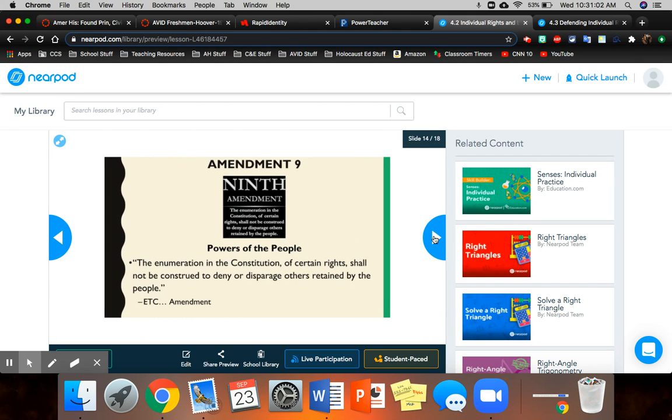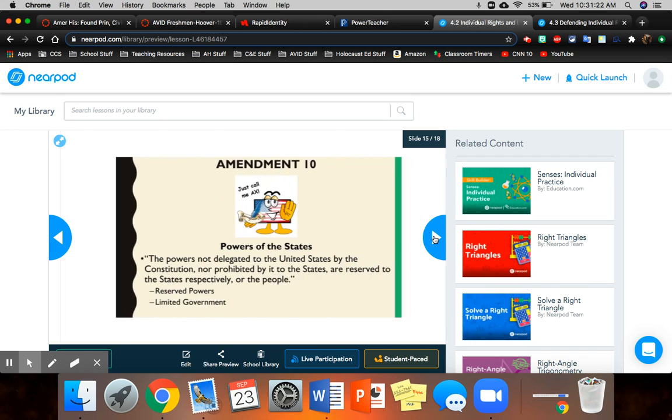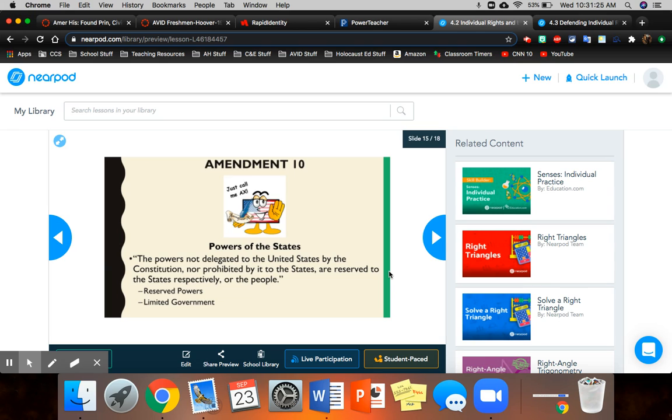All right, Ninth Amendment basically says anything that we left out, people have those rights. So the enumeration in the Constitution of certain rights shall not be construed to deny or disparage others retained by the people. People also refer to this as the et cetera amendment. So, anything that we forgot, the people have those rights. And then Amendment 10 is similar to 9, but it talks about rights of the government, the federal government, and then the state government. So any powers that we forgot to add to the United States in the Constitution are reserved to the states. All right, so this is what reserved powers, limited government folks wanted.